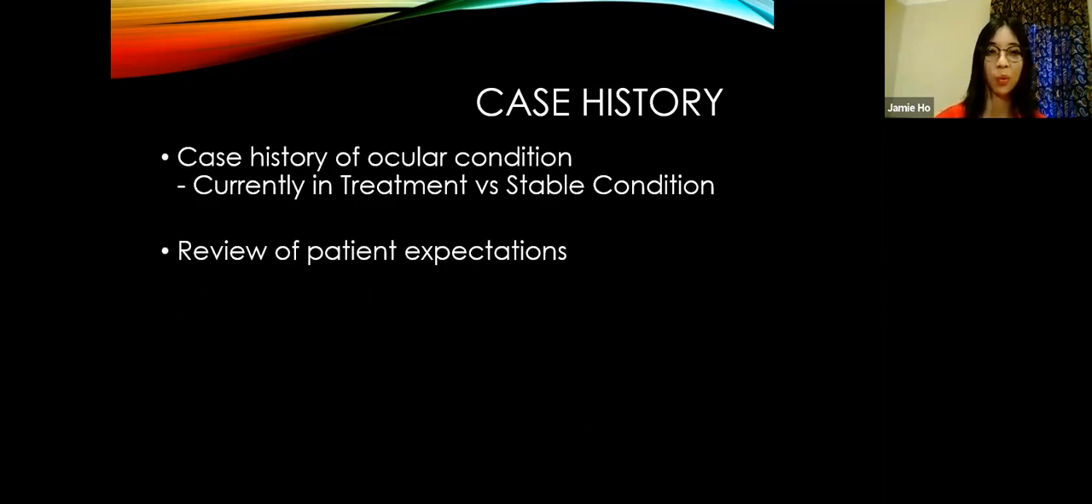So case history. What I want to know about a patient's ocular condition, especially for retina, is whether the patient is currently being treated or whether this is a stable condition. That's not to say that I will get away from patients who are receiving active injections, but I also like to have an idea of whether I expect to change a patient's glasses over time just because they're undergoing treatment. As you know, the retina tissue might change over time when we're doing that.